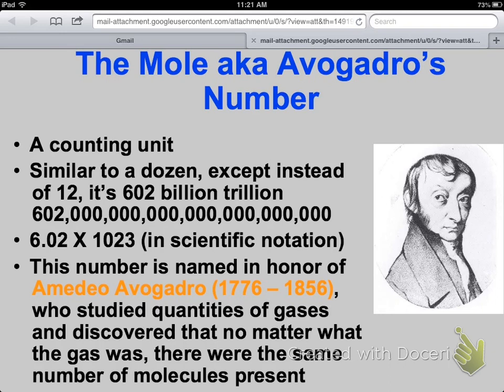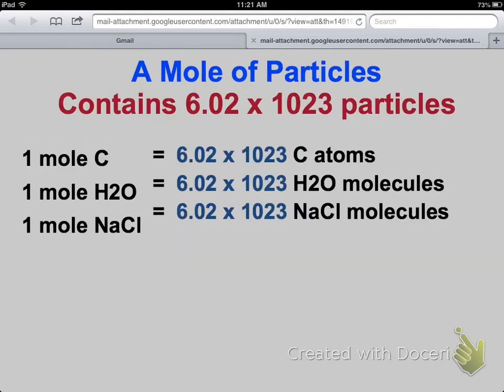So once again, the mole is a value of 6.02 times 10 to the 23rd, or 602 billion trillion. I'll stick with the scientific notation. So, like I said, 6.02 times 10 to the 23rd, you're going to hear that number a million times, have it memorized. So we say a mole contains 6.02 times 10 to the 23rd particles.